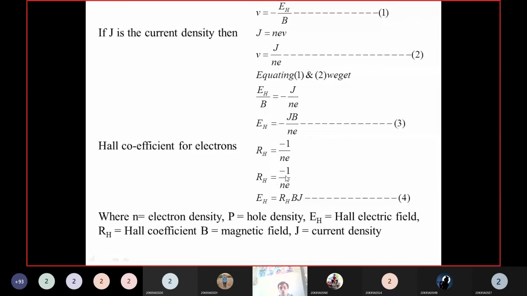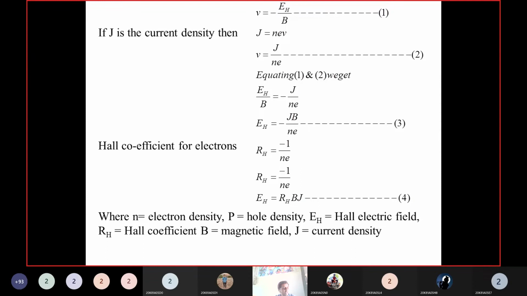B is the applied magnetic field, J is the current density, RH is the Hall coefficient, and EH is the Hall electric field. This is about the Hall electric field. Now we will calculate the Hall voltage.